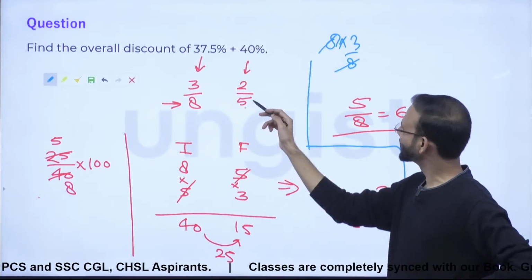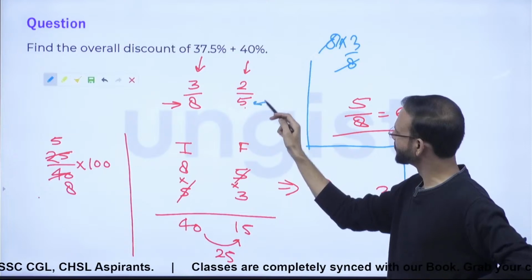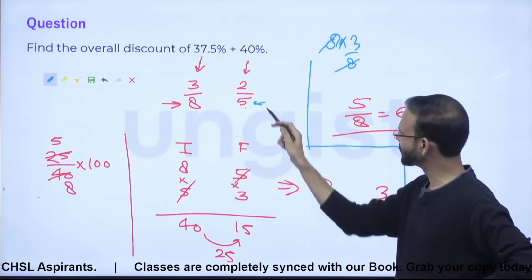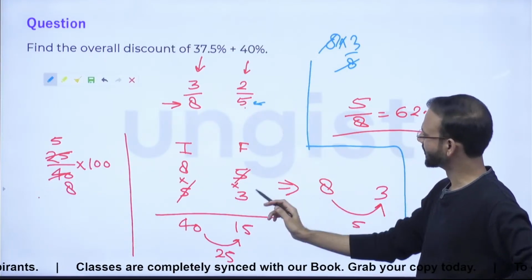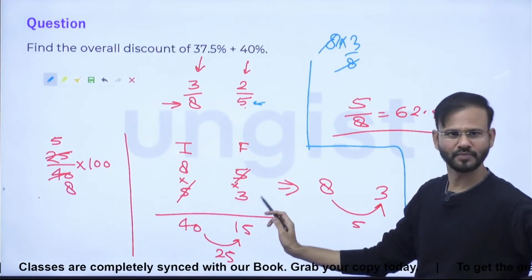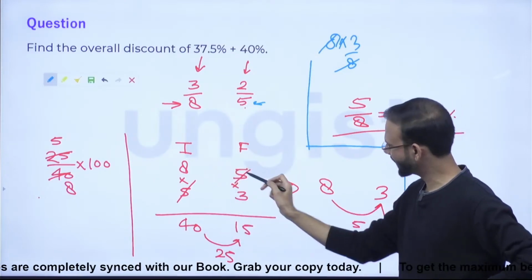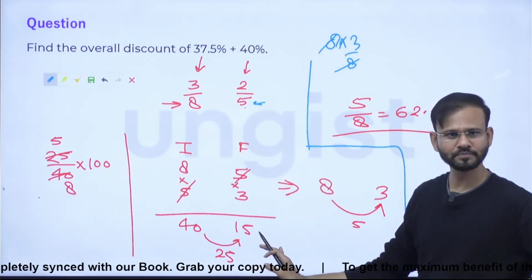And now it is 2/5, so initially we have assumed this as 5, it is decreased by 2/5, it is decreased by 2, it means this will finally become 3, okay? Now this into this and this into this, is that okay, right?